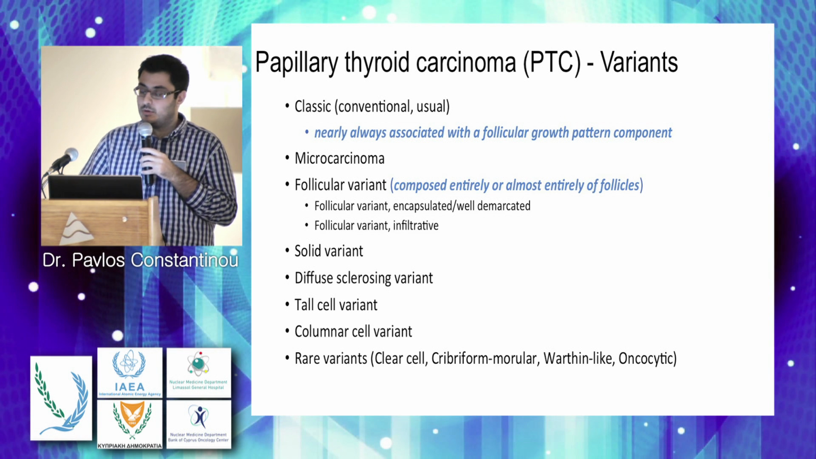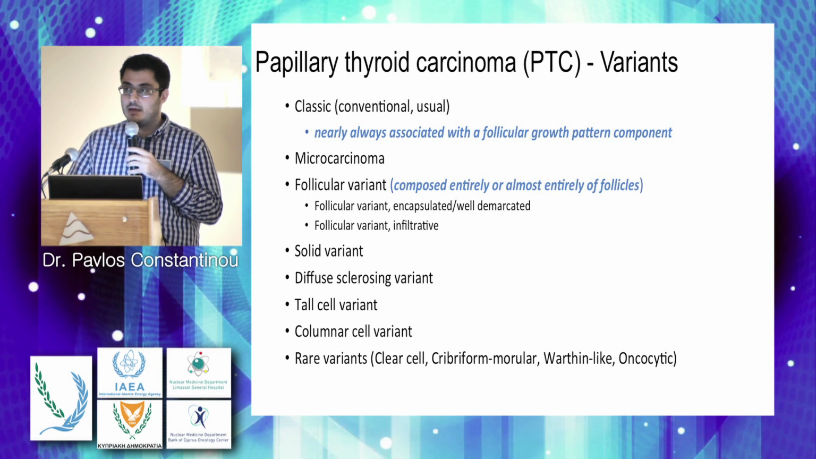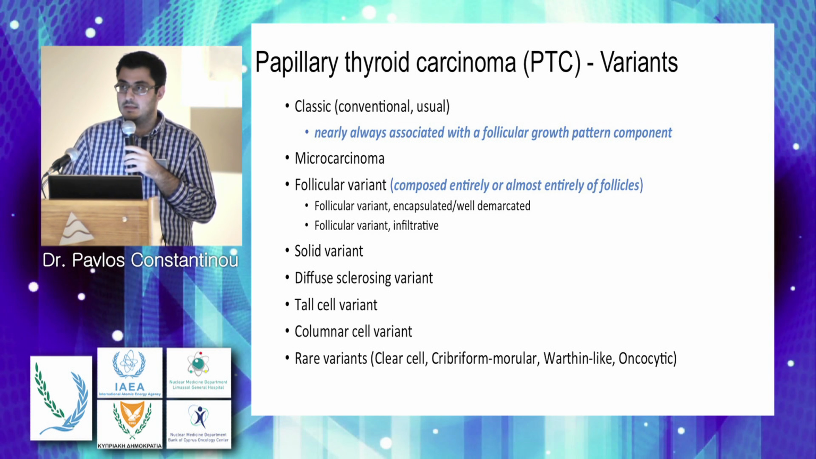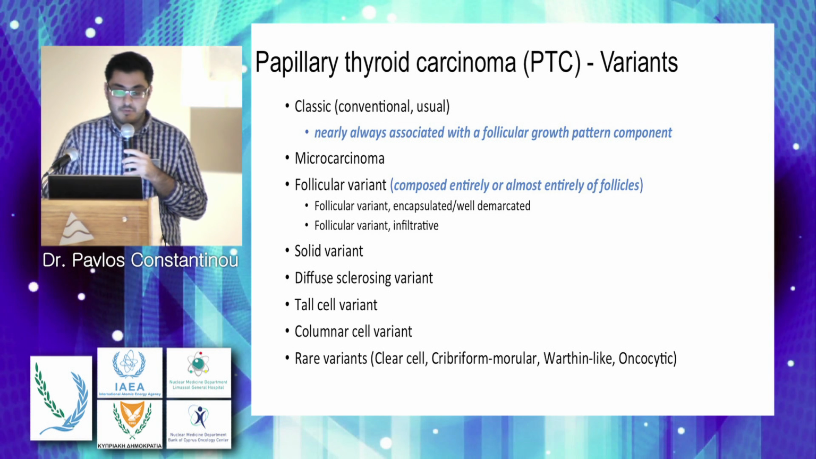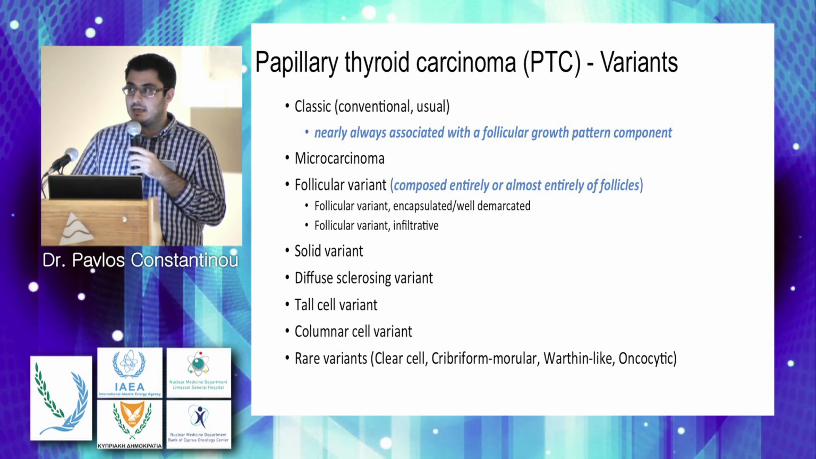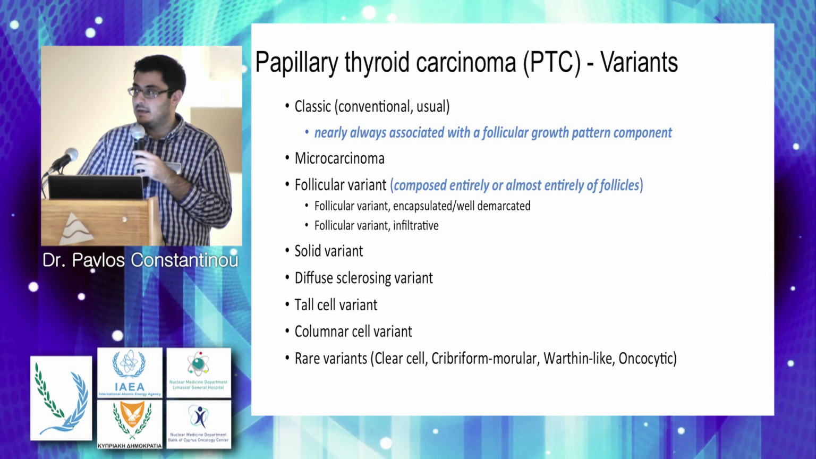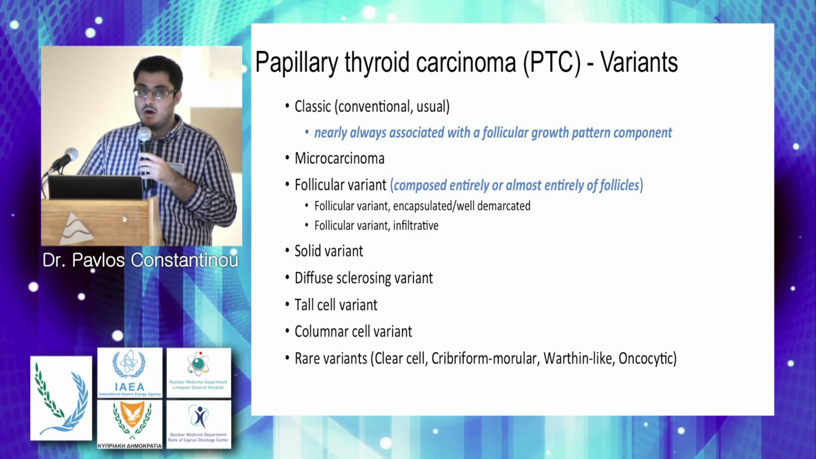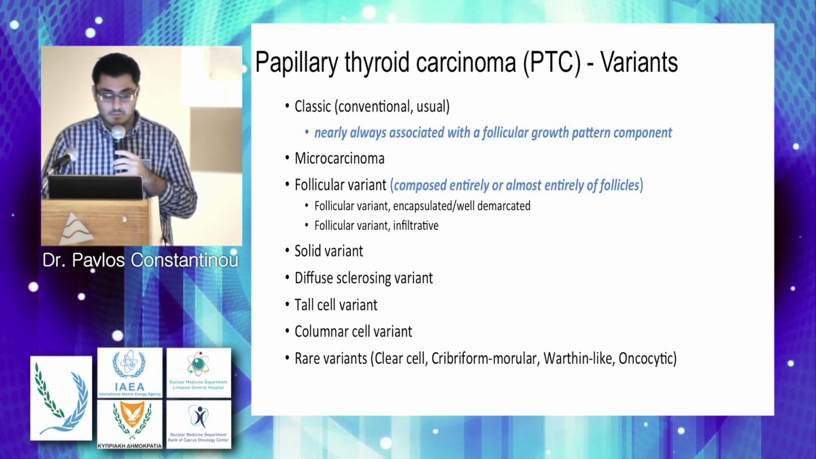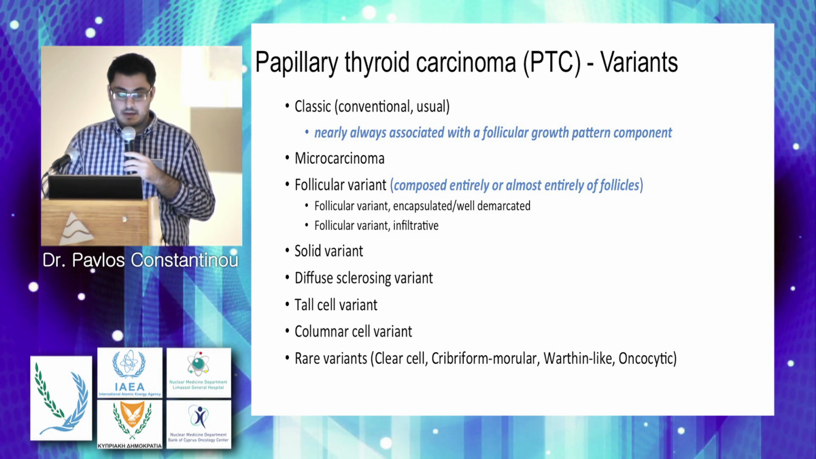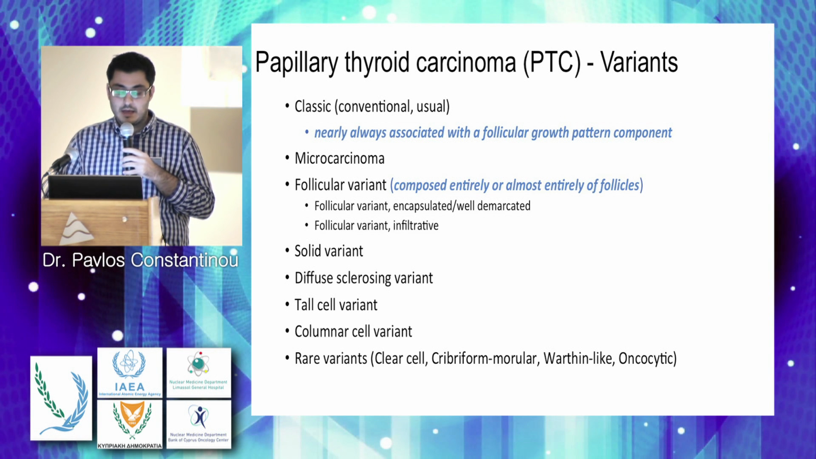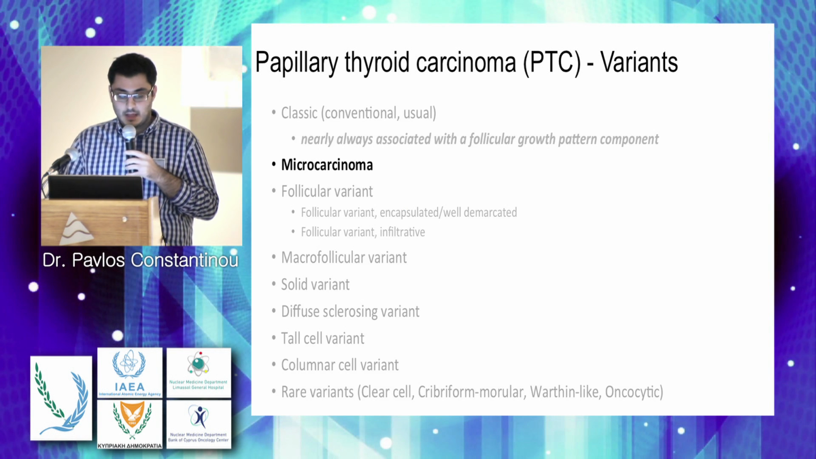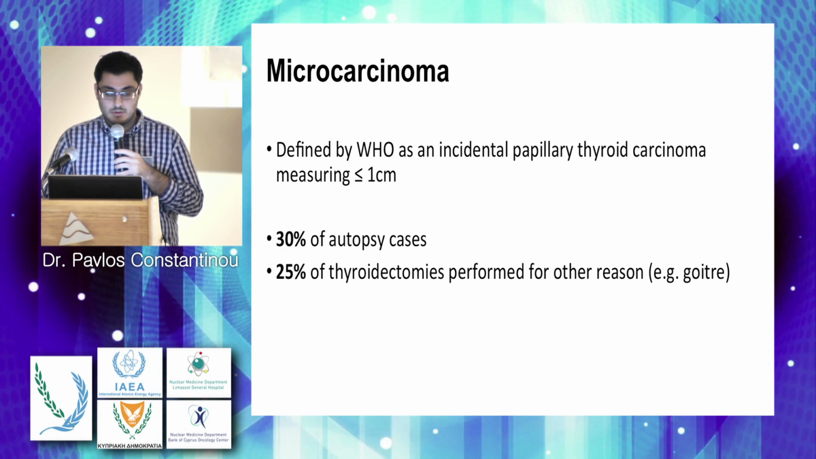The microcarcinoma is usually an incidental finding measuring less than or equal to 1 centimeter. The follicular variant lacks well-developed papillary structure, and it is composed entirely or almost entirely of follicles. The solid variant, the diffuse sclerosing variant, the tall cell, the columnar cell, and other very rare variants. We will begin with the microcarcinoma.